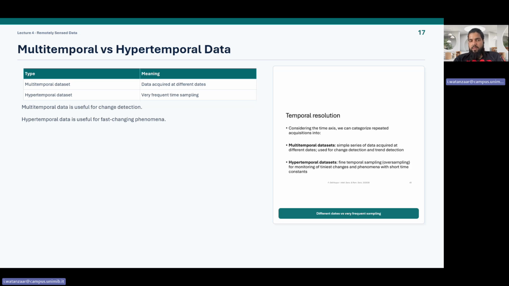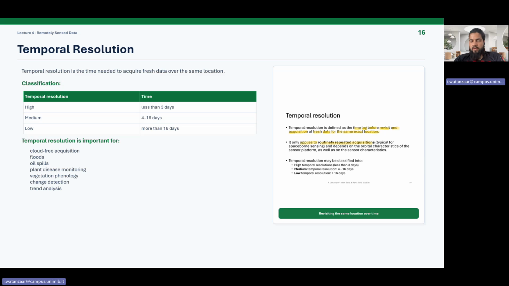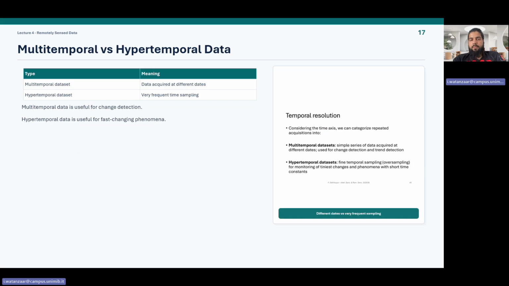So what are the benefits of the multiple temporal versus the hypertemporal data? The multiple temporal data is useful for change detection. We have seen that one of the benefits of the importance of the temporal resolution is change detection. But the hypertemporal data is useful for fast changing phenomena. That's why I said in the hypertemporal data sets, the meaning is very frequent sampling. It means we have acquired such data at intervals of less than 3 days.